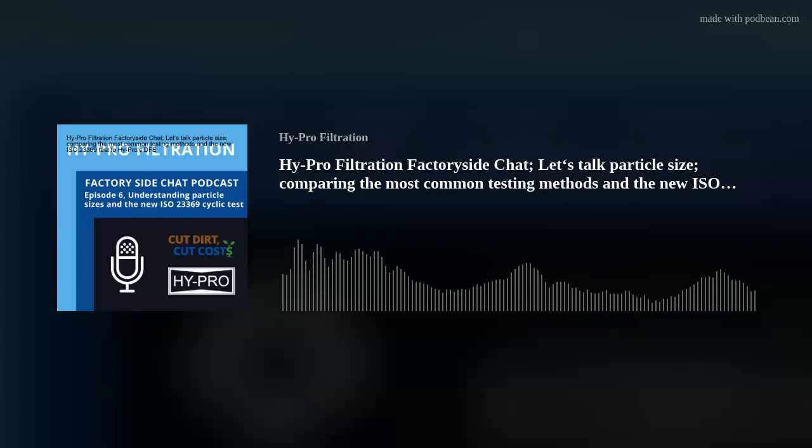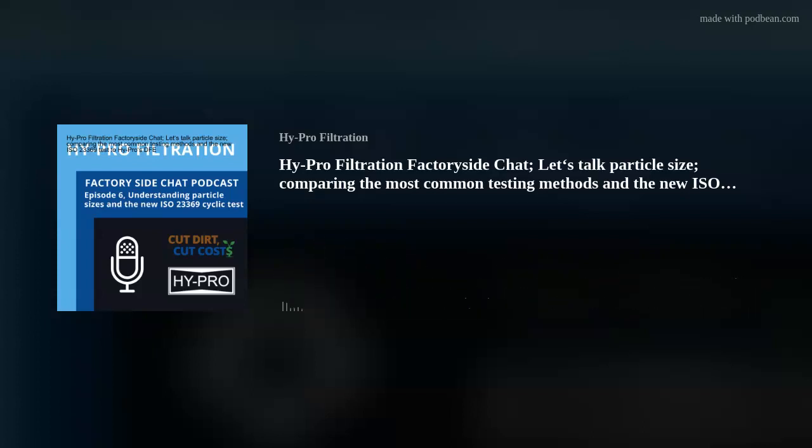Even on a filter cart that runs at a steady flow rate while it's operating, you shut the system down, turn it back on, there's going to be a dynamic flow cycle.